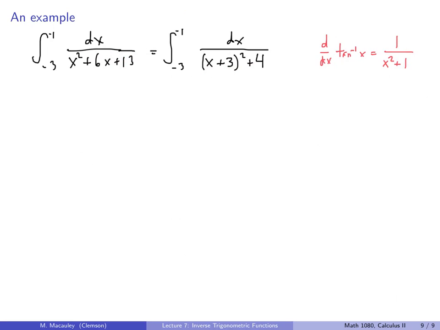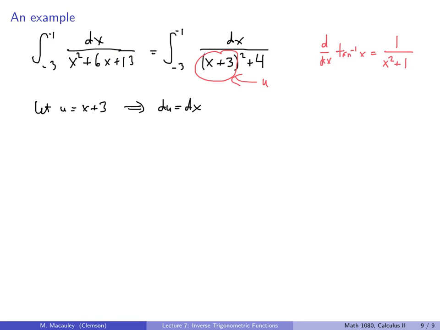Okay, so from here, now we're looking, this looks a lot like this, or maybe a little bit like this, depending on your perspective or your optimism. But now let's do a u substitution. Let's let u be equal to x plus 3, in which case du equals dx.